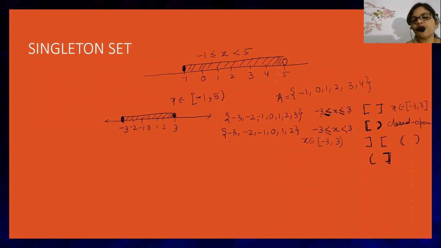So beta, closed from -3 and open from 3. So 3 is not included. So that's why beta, closed -3 and open 3. I hope you might have understood.